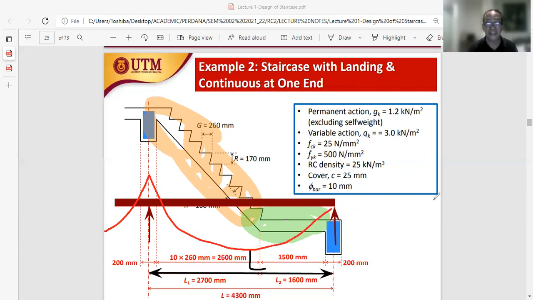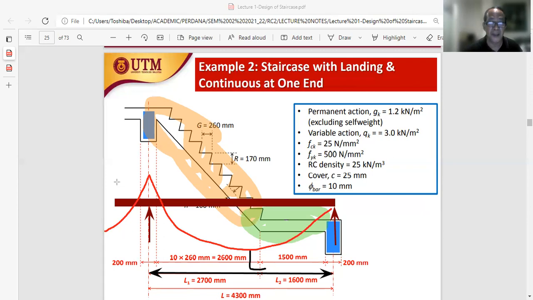It is still considered as a continuous staircase. We can say that this staircase is a continuous staircase representing the end span of a continuous beam. Rentang hujung rasuk selanjar. It represents the end span, rentang hujung, of a continuous beam. So we have a negative moment on the left hand side, which means that we will need to provide top reinforcement on the left hand side.